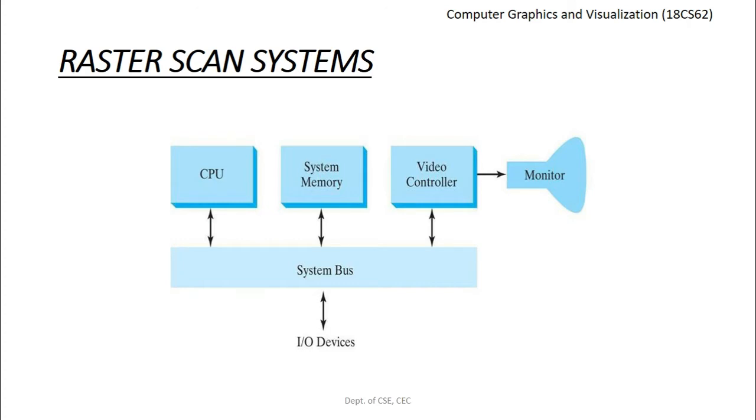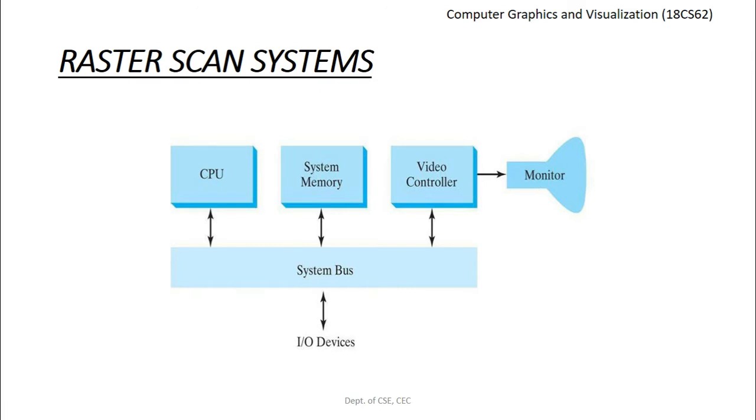The organization of a simple raster system is shown in this diagram. We have the CPU, the system memory, and the video controller, all interconnected using a system bus, which in turn is connected to a bunch of I/O devices, and the video controller is then connected to the monitor.